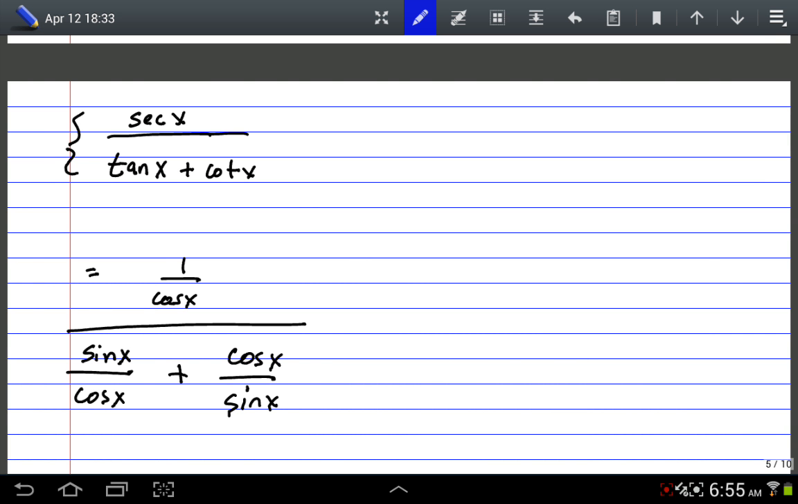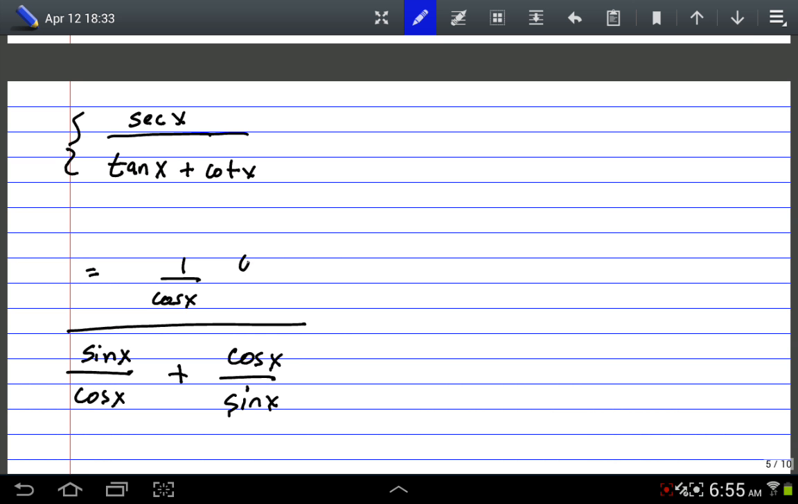Now, we know how to clean them up, don't we? We just multiply by the common denominator. So, y'all look at the denominators. You got a cosine, you got another cosine, then you got a sine. So, what would my common denominator be? Cosine times sine. So, we're going to multiply every term by cosine x, sine x.